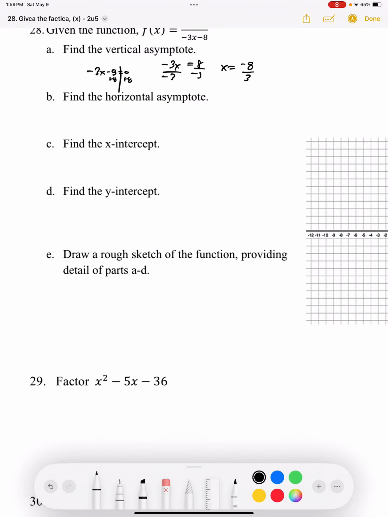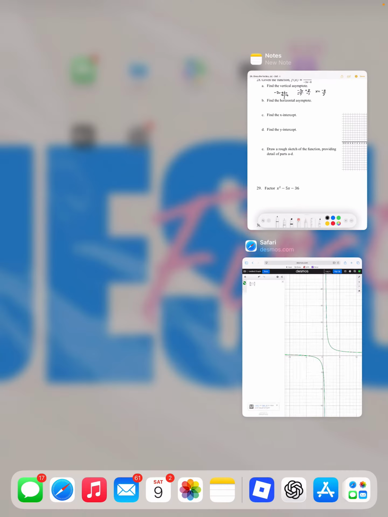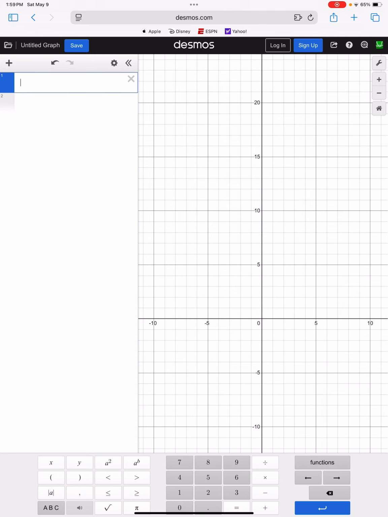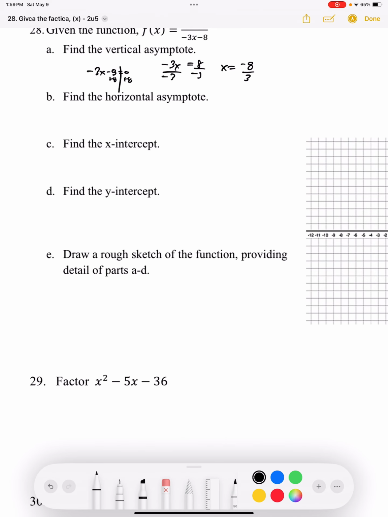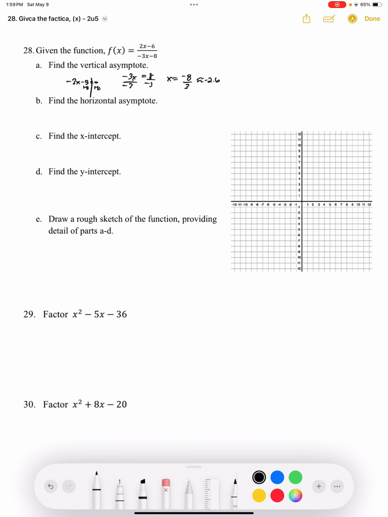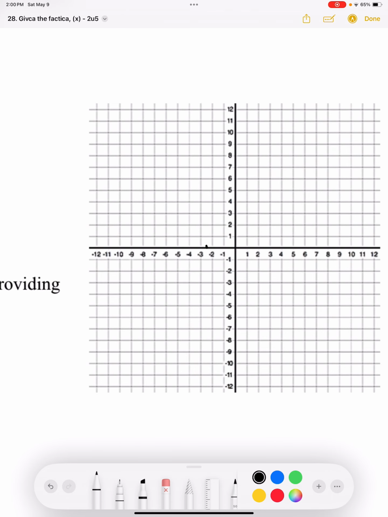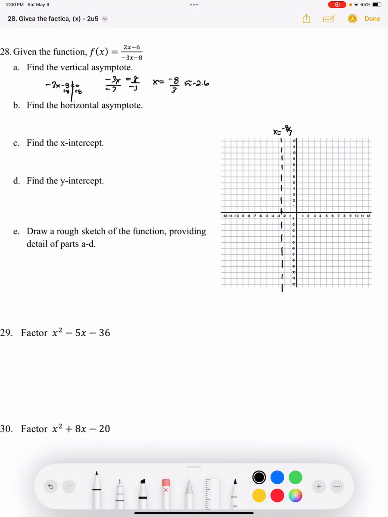As a decimal, because it's kind of hard to graph -8 divided by 3, let's change that to a decimal, -8 divided by 3, and it's -2.6. So it's kind of close to -2.6, so that means that it is right here between -2 and -3. So right here, this is x equals -8/3. So it cannot cross that line.